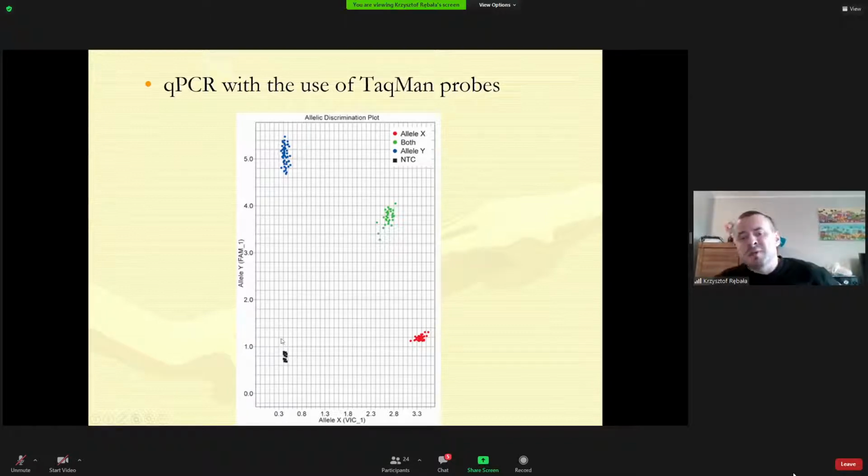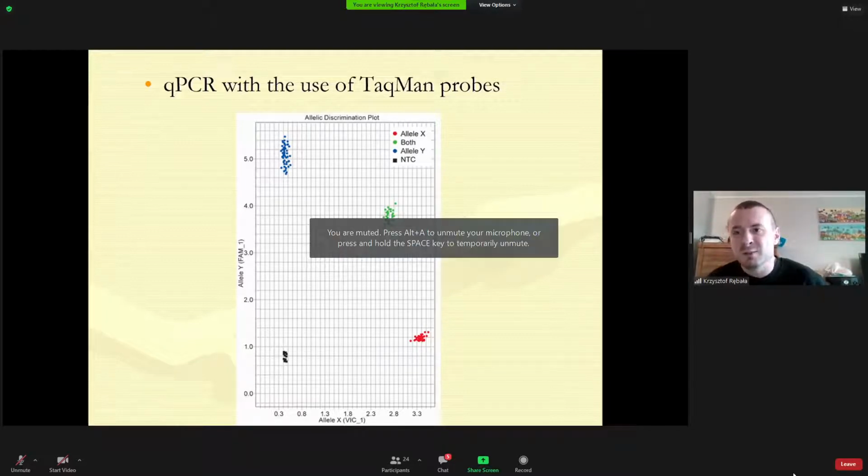So these are samples without DNA. Of course, in the case of Y chromosomal SNPs, we will detect only this group and this group. There should be no individuals with a mixture of two alleles, because you know that the Y chromosome is present in only one copy in males, so it's not possible to observe two alleles at once.